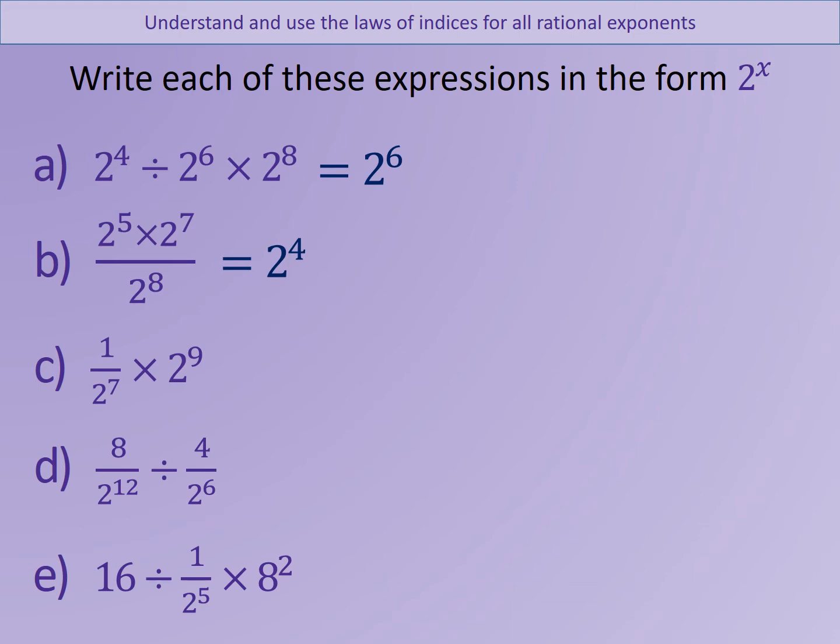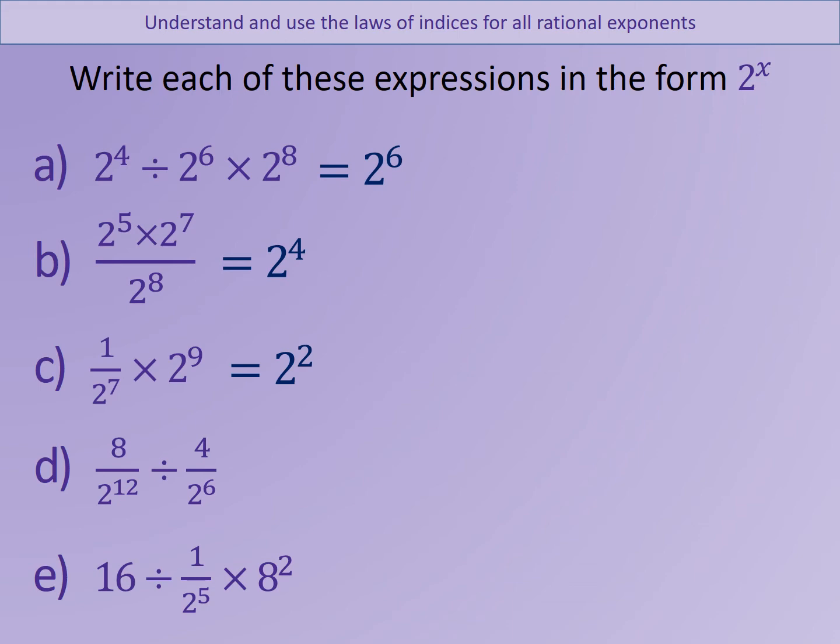In C, the alternative way of writing the fraction is 2 to the power of -7. So then when we add the power of 9 onto the -7, we get 2 squared. And then in D and E, and this is a very common type of question in an exam, they're expecting you to change the 8 and the 4 into powers of 2, then simplify and then come up with an answer. So the 8 would be 2 cubed.